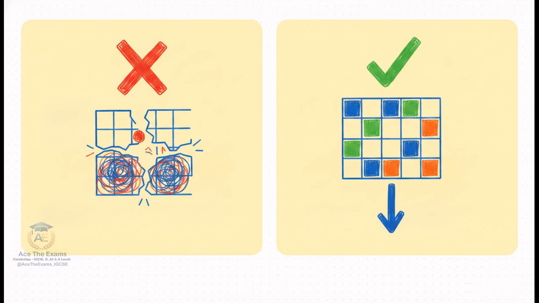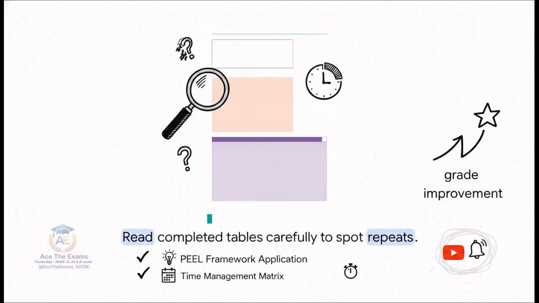This, right here, is what exam mastery looks like under pressure. As the examiner's feedback points out, the absolute biggest trap here is simply not reading the completed table carefully enough to spot those repeats and the specific command requirements.